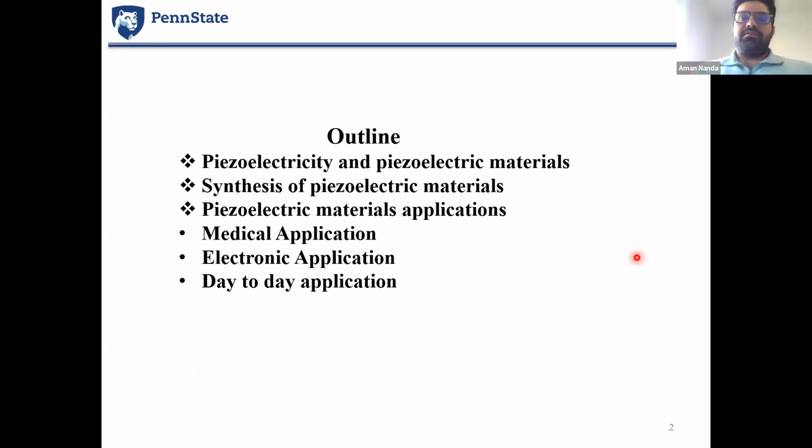So in today's discussion, I will be discussing piezoelectricity and piezoelectric material, followed by synthesis of piezoelectric material, the steps and the process in detail, what I use at lab. And finally, the piezoelectric material application, which will be very interesting: the medical application, electronic application, and day-to-day life application.